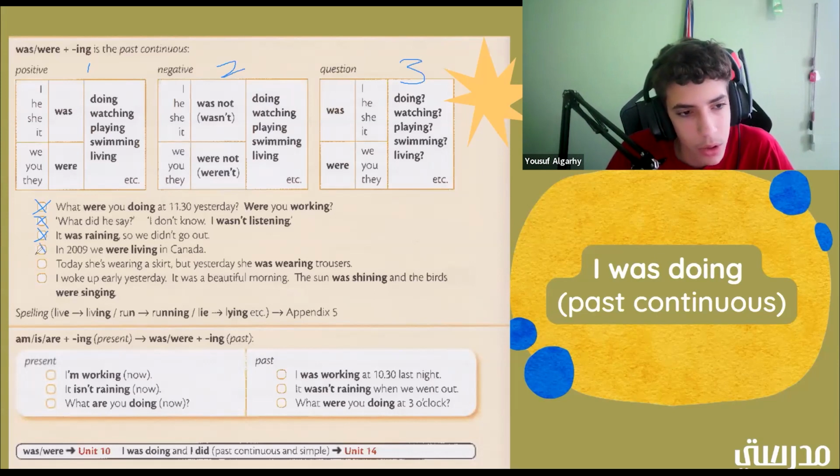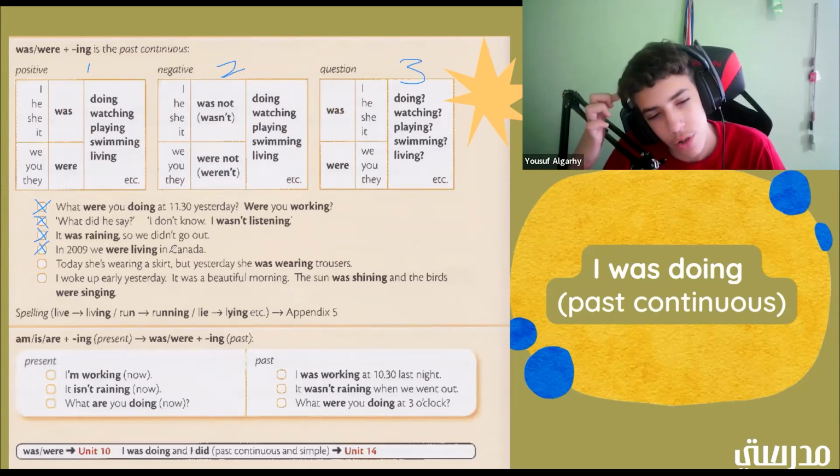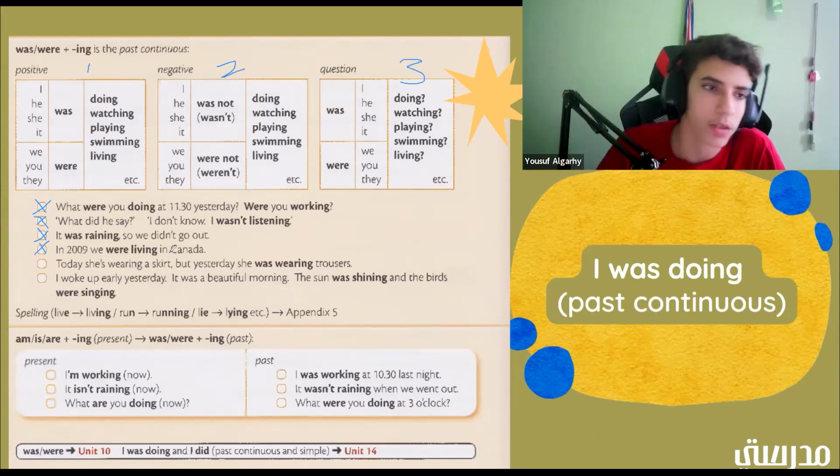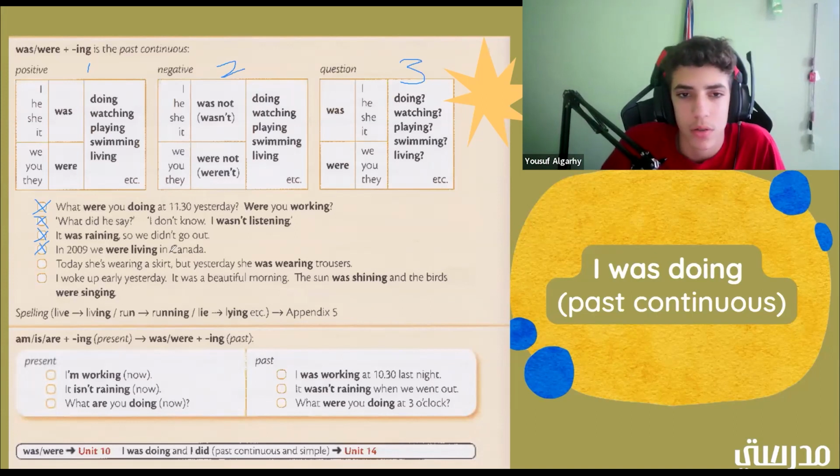Okay. Let's put an X here. All right. So, today she's wearing a skirt, but yesterday she was wearing trousers. She was wearing. Is that positive, negative, or question? It's positive. Very good job.